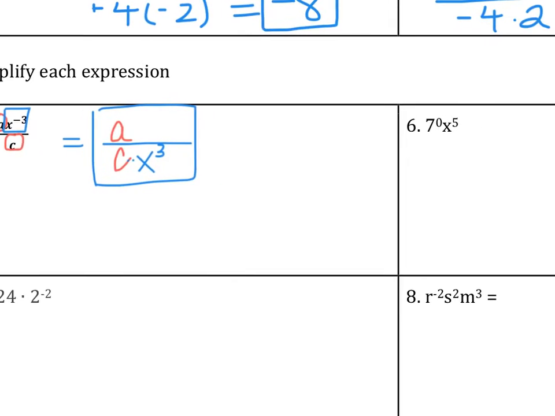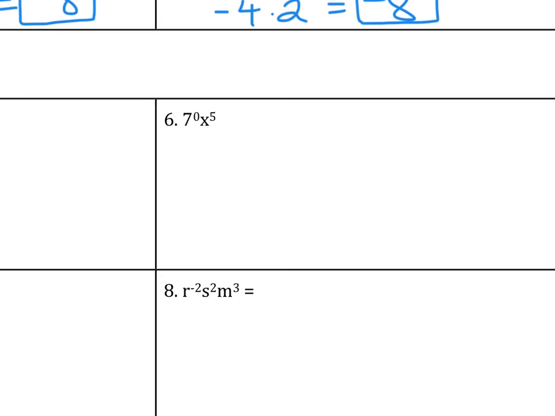Let's take a look at number 6. Number 6, we're going to do one step at a time. So 7 to the 0 power, anything to the 0 power is 1.